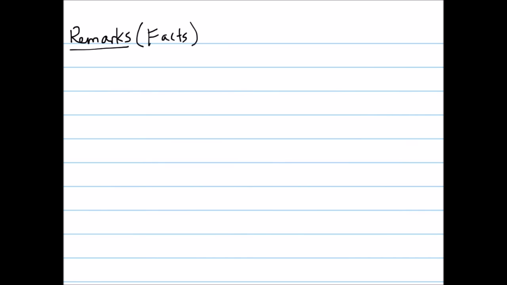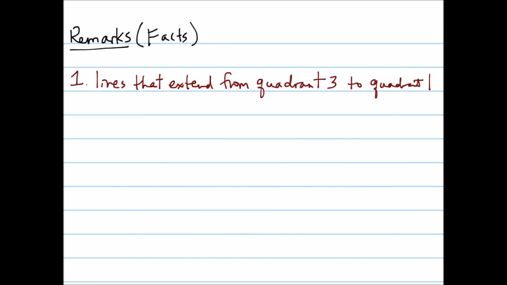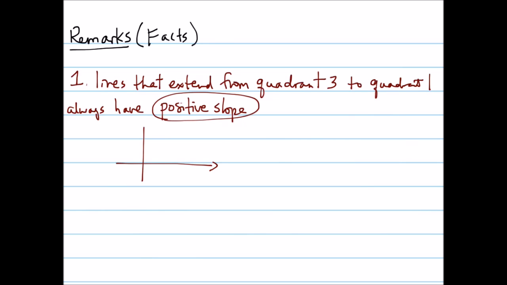There are some useful facts about lines. First, lines that extend from quadrant 3 to quadrant 1 would always have positive slope. This is because if you have a line that goes from quadrant 3 to quadrant 1 like this, then pick any 2 points on the line and you travel from point 1 to point 2, you always have to go up and then to the right. Well, going up corresponds to a positive quantity, and going to the right also corresponds to a positive quantity. So your slope, which is rise over run, would always produce a positive quantity.